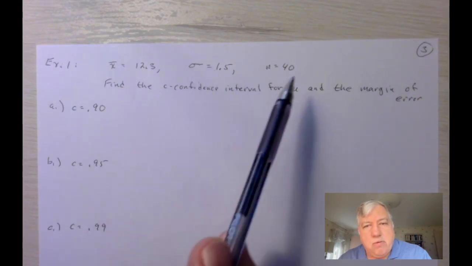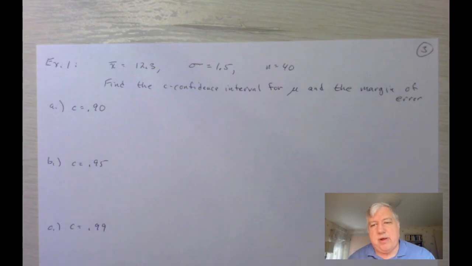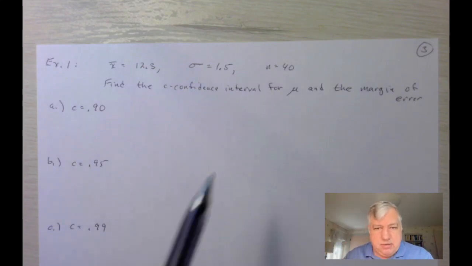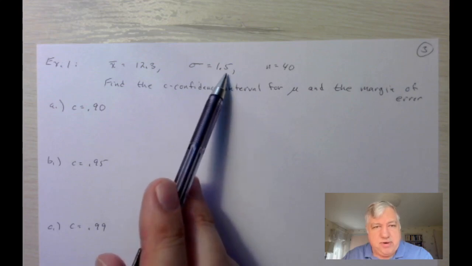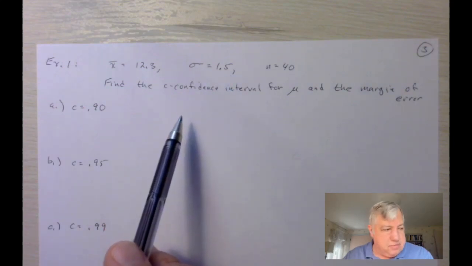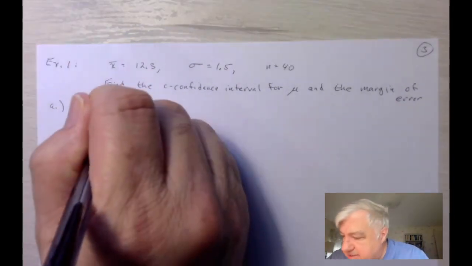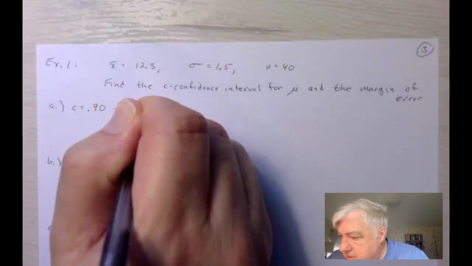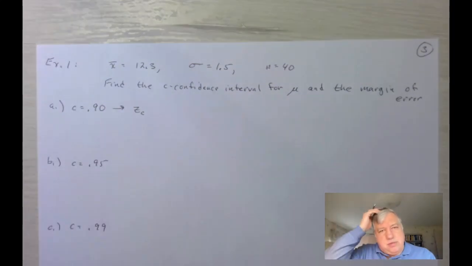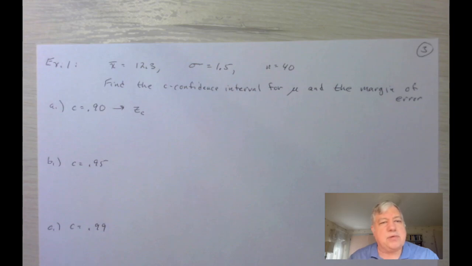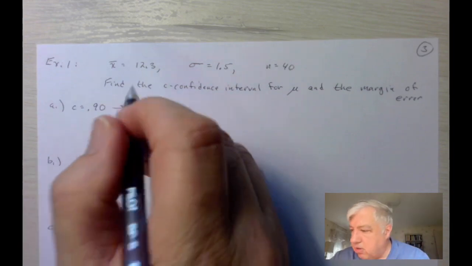Since n is bigger than 30, we already have that first assumption taken care of, and we're saying sigma is known, it's 1.5. So we can go ahead and proceed. What we want to do is, given c, find what z sub c is. And z sub c is going to be the inverse norm of 0.05. Let me just tell you what it is. This is 1.645.